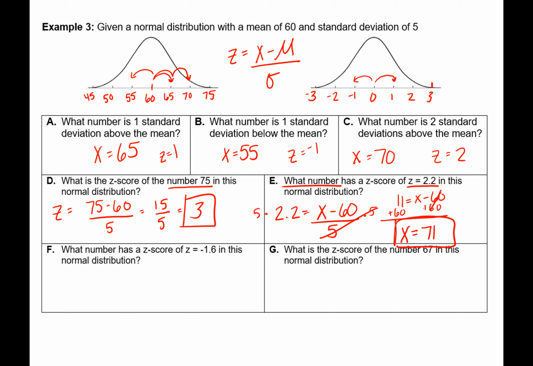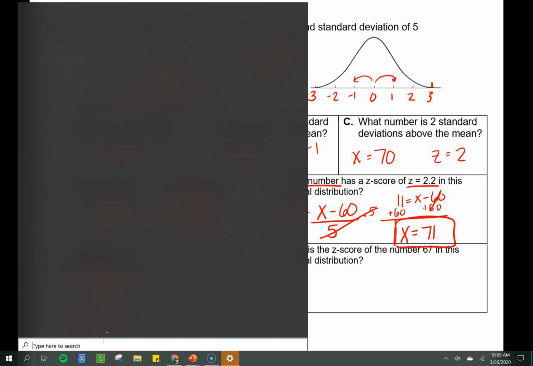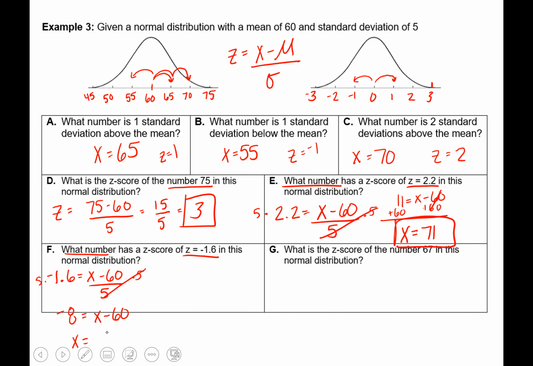What number has a z-score of z is equal to -1.6 in this normal distribution? Again, I'm being asked which number and told the z-score, so I'm going to plug what I know into the formula. I don't know the number, so I don't know x. I'm going to then simplify. So I'm multiplying by 5 on both sides. That gives me -8. And then I am adding 60 to get 52. Let's write this up here so I don't get stuck in those features.